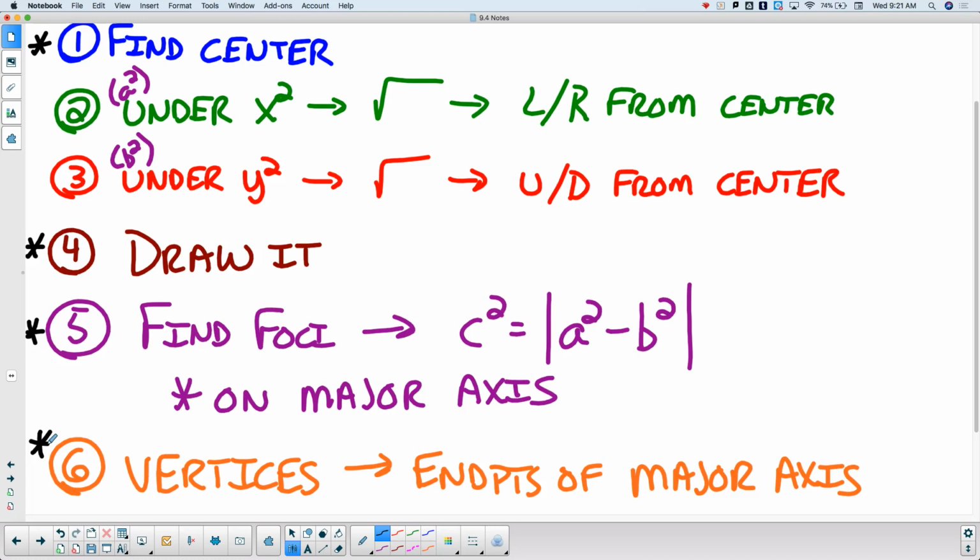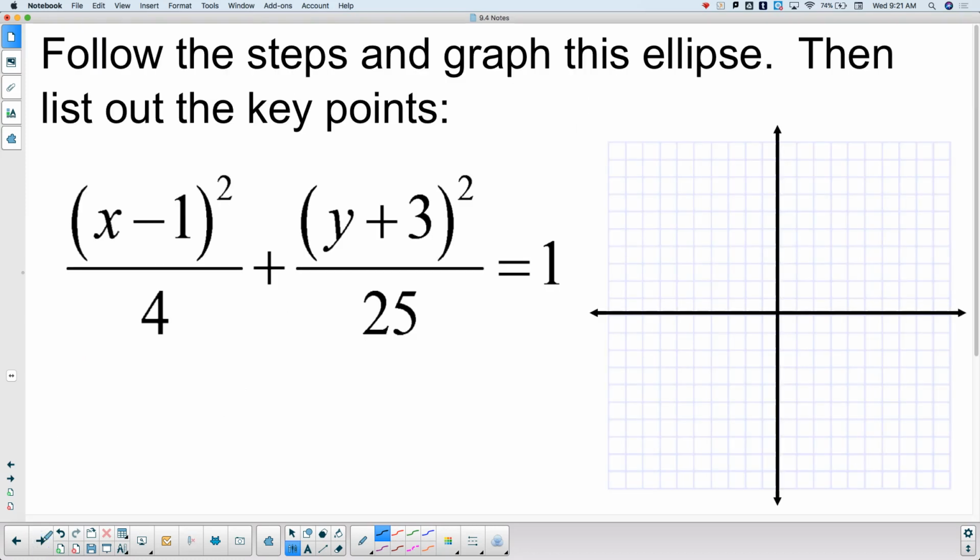Okay? So, let's follow those steps now and let's graph this ellipse. Easy for me to say. Graph this ellipse. And then let's list out our key points, the 5 key points that we need. Center, 2 vertices, 2 foci. Okay? All right. Step number 1 says I need to do what?